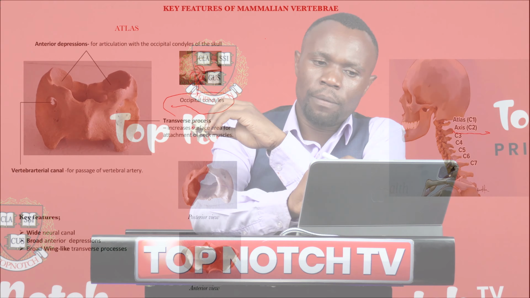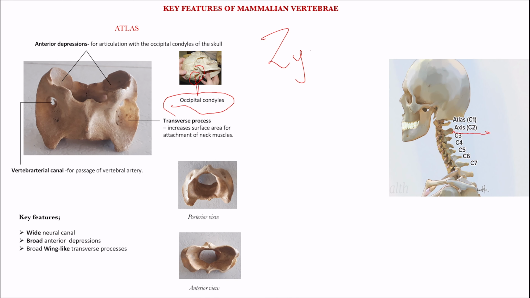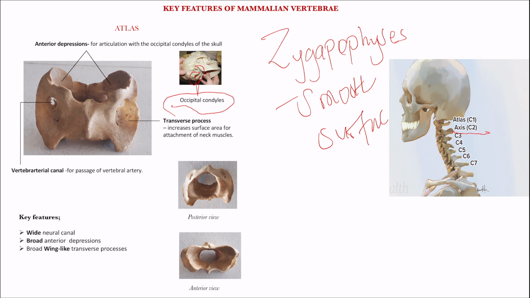Now, let us use this cervical vertebra also to distinguish two confusing structures. These structures that we call zygapophyses. Zygapophyses are smooth surfaces for articulation with adjacent vertebra. Smooth surfaces.